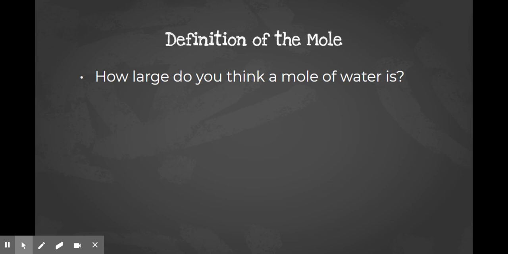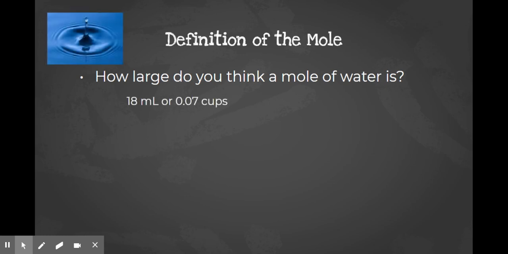You got your guess? So a mole of water is 18 milliliters, 0.07 cups, which is somewhere between 2 and 3 tablespoons. So it's like a swallow of water, not a whole lot.